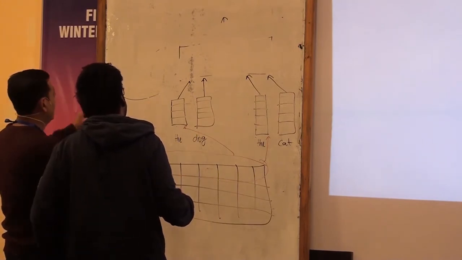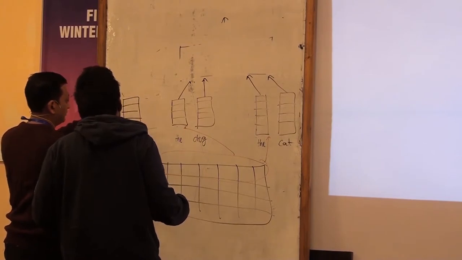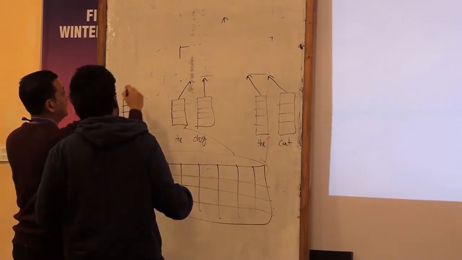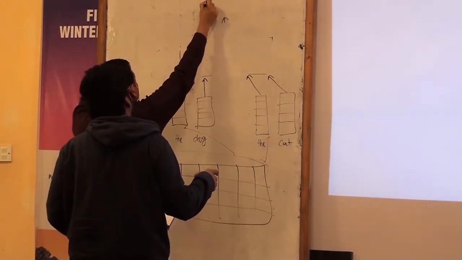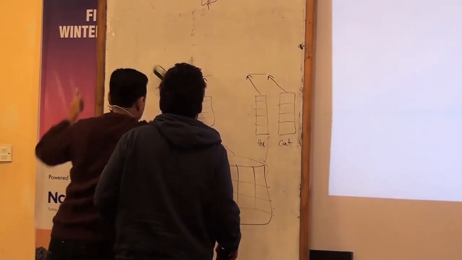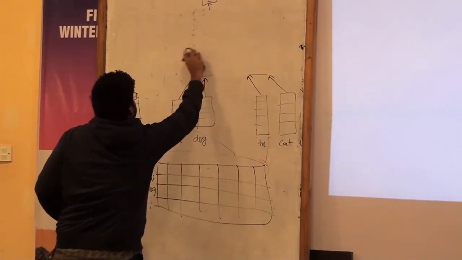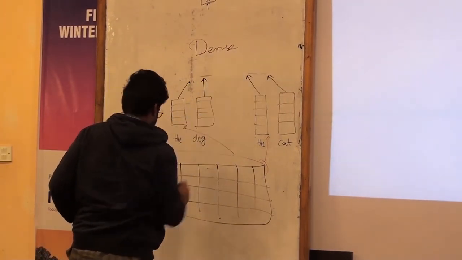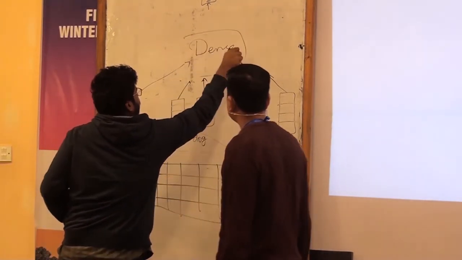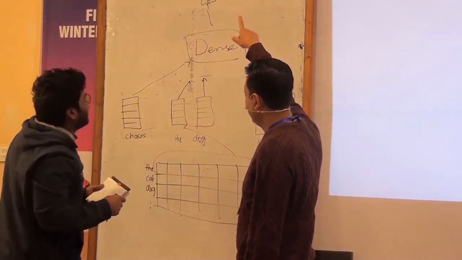So one setting would be that we have training data where we feed it "the dog, the cat, and chases", and this network should give you one as the output. So we're going to fill this blank here. We've already got a copy there. But from the dense layer, how are you going to generate one there?